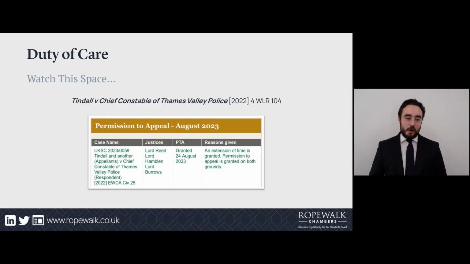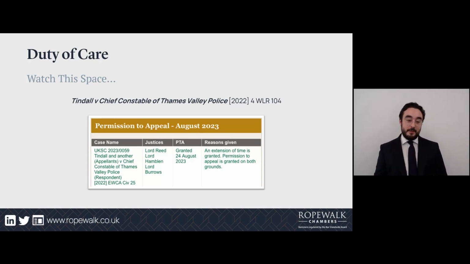And then the point to watch is in relation to Tyndall. You'll see from the slide there that it was granted permission to appeal out of time last August. So we await a hearing date in the Supreme Court for that, and it's of note that the justices who granted permission to appeal included Lord Reed and Lord Burrows, both of whom have had quite a lot to say thus far about this question, and it stands to reason may have more to say.